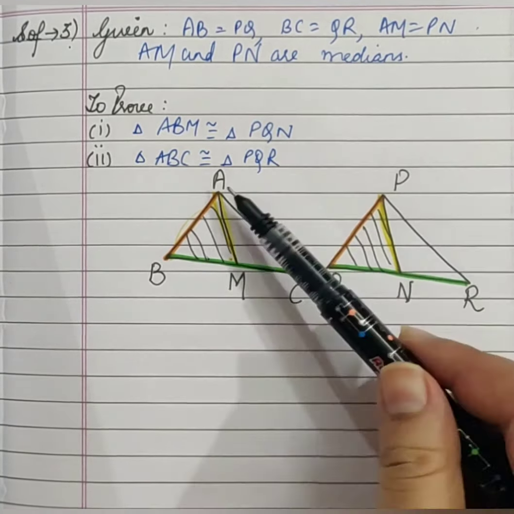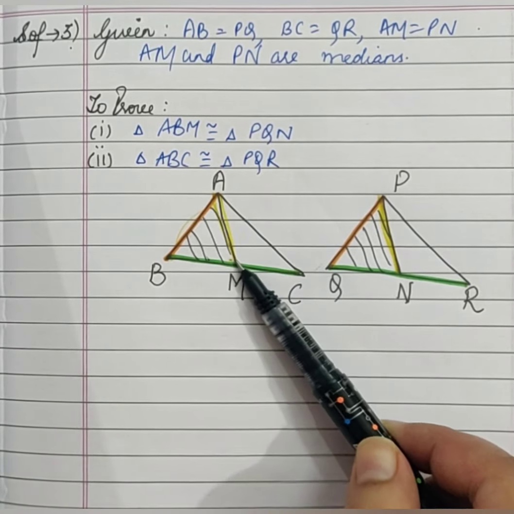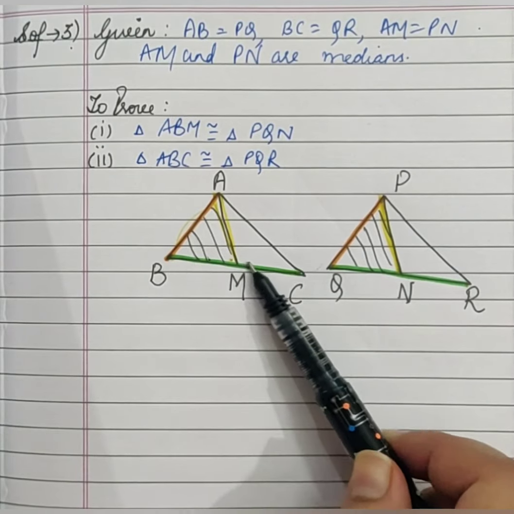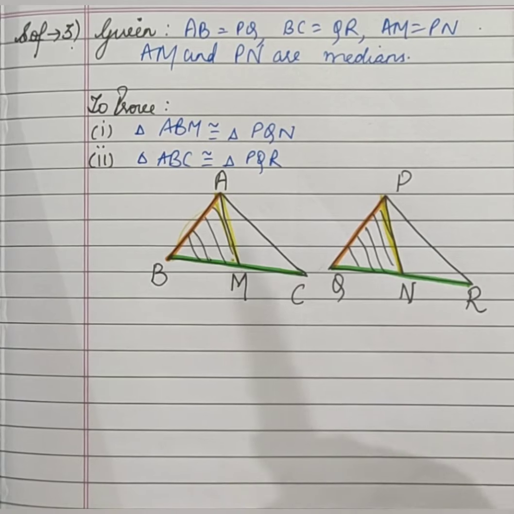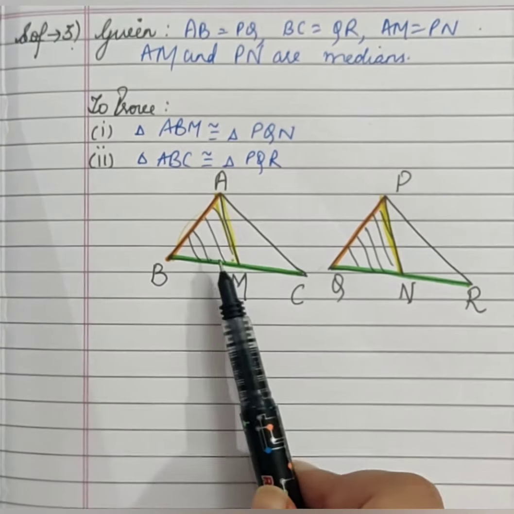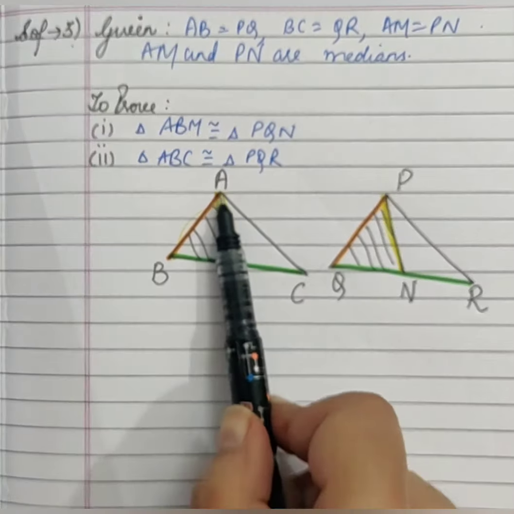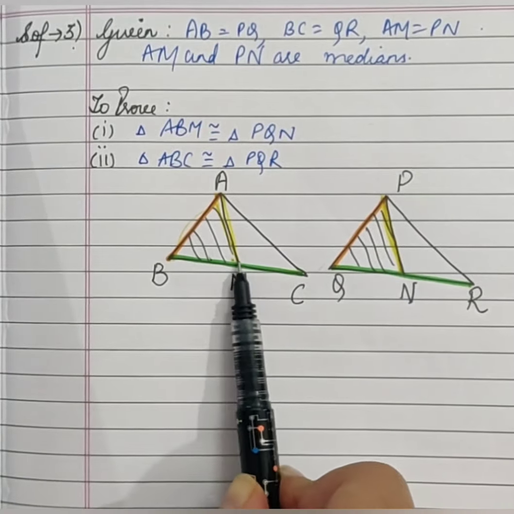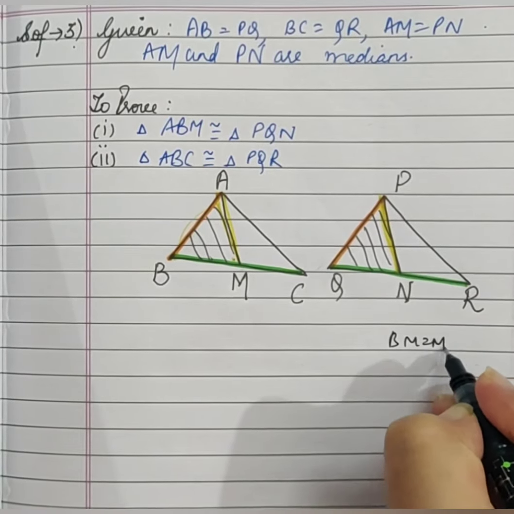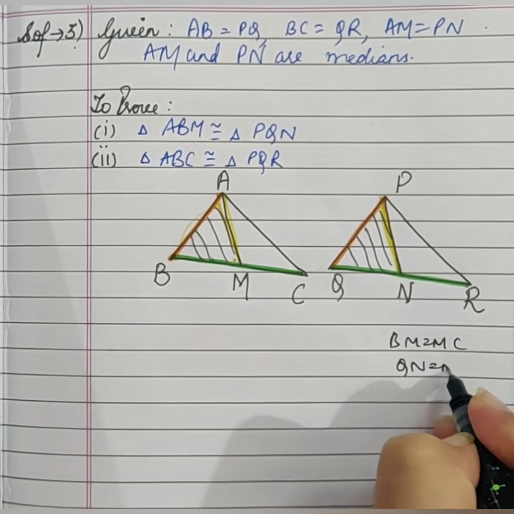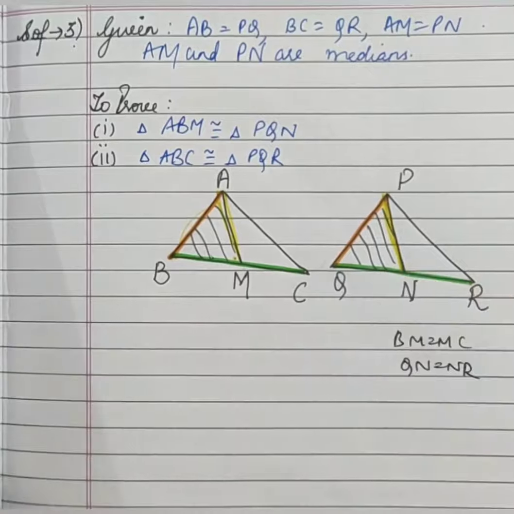Now what about the third condition here? See, we know AM is given as a median and we know what a median does. It divides the opposite side into two equal parts. This is a property of median. That means the side on which the median falls, that side gets bisected. So that means BM will be equal to MC and QN will be equal to NR.